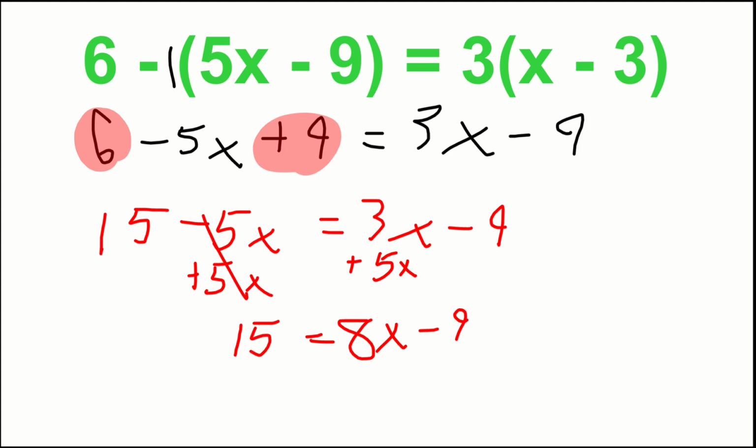We got to get the variable by itself. So we got to get rid of the addition or subtraction before we do any with the multiplication there. So we add 9. That gives us 24 equals 8x. Then we divide by our coefficient. So 24 divided by 8 is 3. Any questions on that?